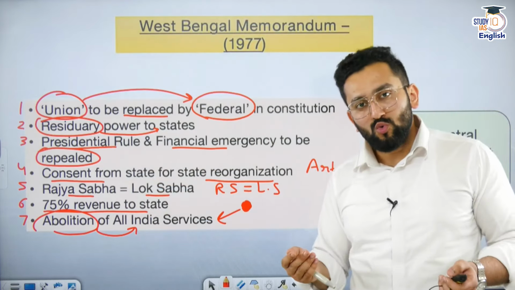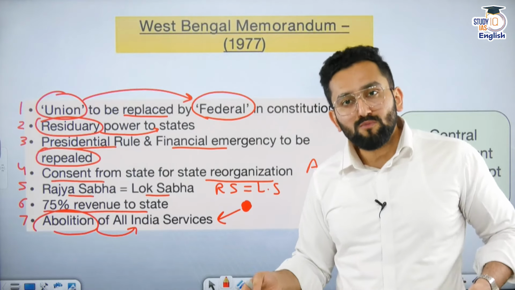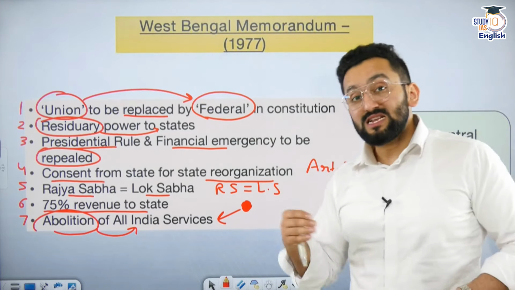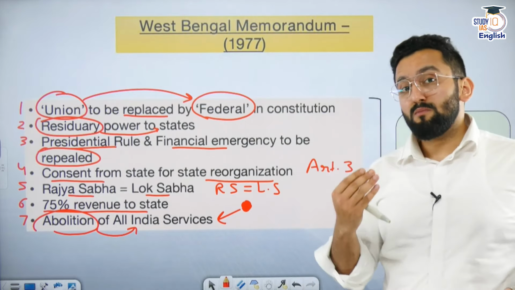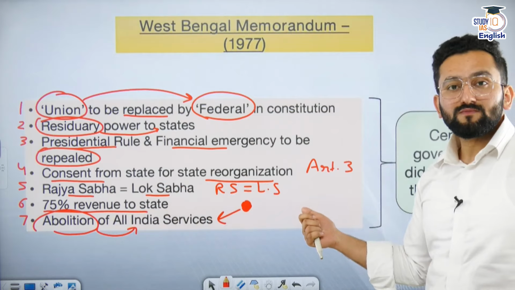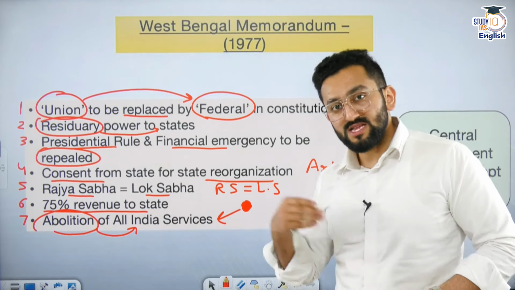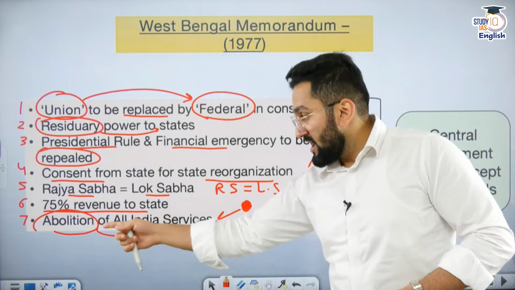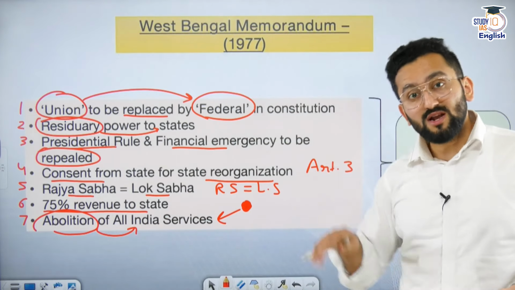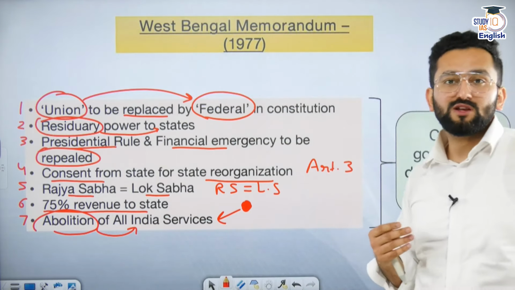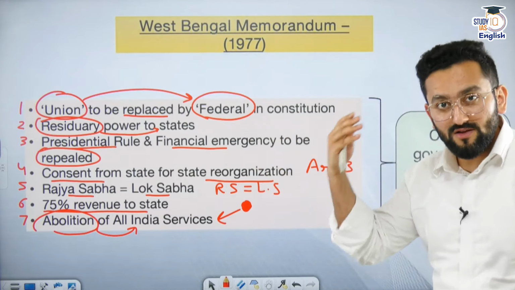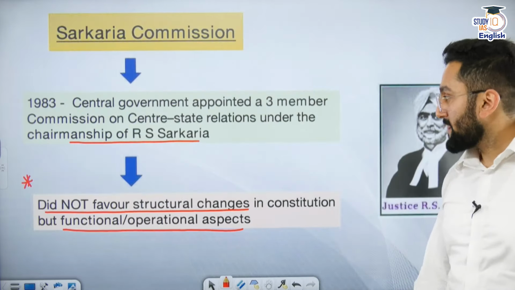Rajya Sabha should be equal to Lok Sabha. As of now, we know that Lok Sabha has more power in most cases. That we are going to discuss in detail when we discuss the Parliament chapter. 75% of the revenue to state, or if you are collecting 100 rupees, then 75 should be distributed to the states. Abolition of All India Service. They are also asking for abolition of All India Service. Now you can connect why state governments have so much apprehension about All India Service: it is going to have an inclination towards the center.